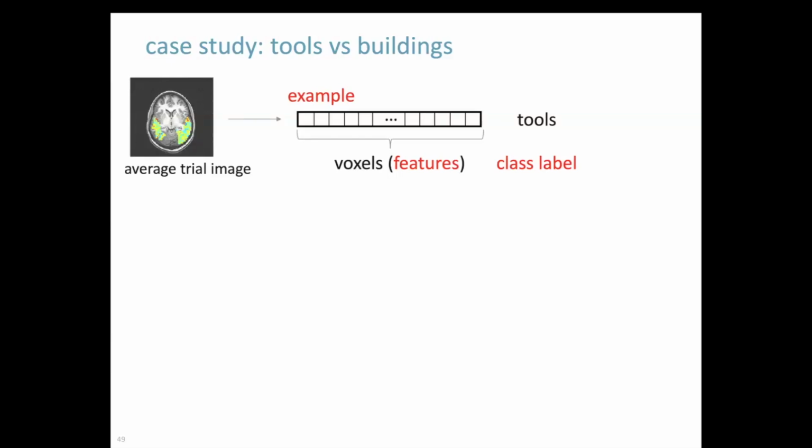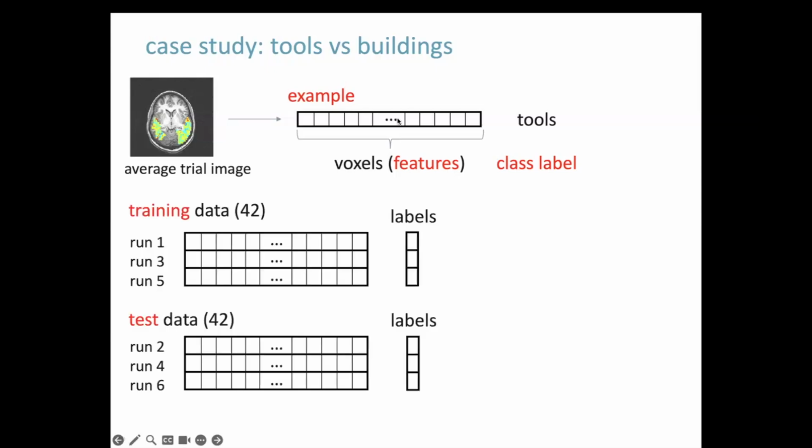I want to use this to introduce terminology because it will make it easier to talk about the rest. If you take the average image during a particular trial, it's either tools or buildings. So this would be called an example. The values on the voxels will be features, and the values they take are just the values of the activations in the respective voxels. And tools or buildings would be the class label. Again, this is just terminology that's typically used. For this example, we split the data into two parts for training and testing. Training is all the examples in the odd runs. Testing is all the examples in the even runs.